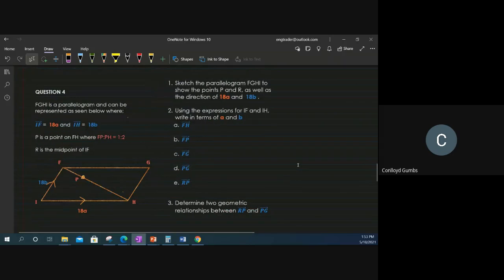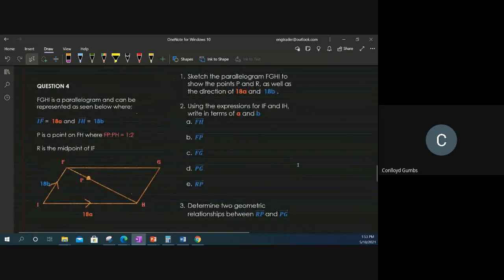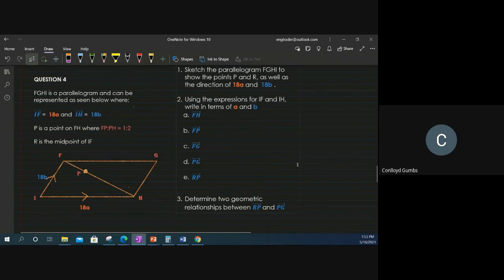All right, so I want you guys to start working on this. Similar concept, same vibes going on, just different numbers. Let's see how you guys get on with this.